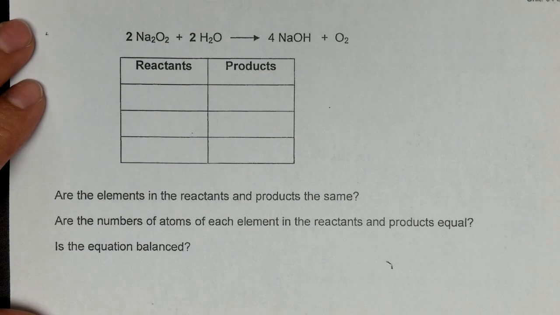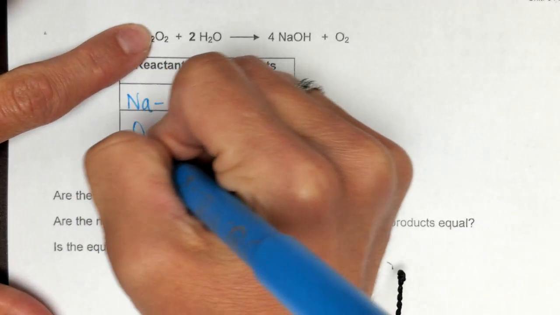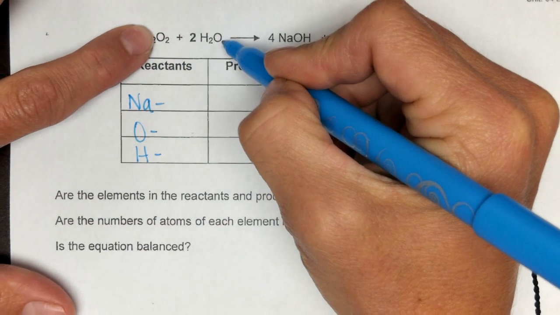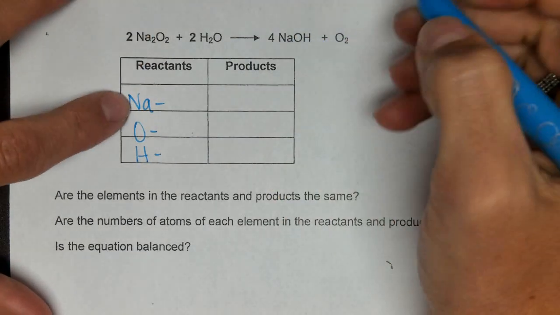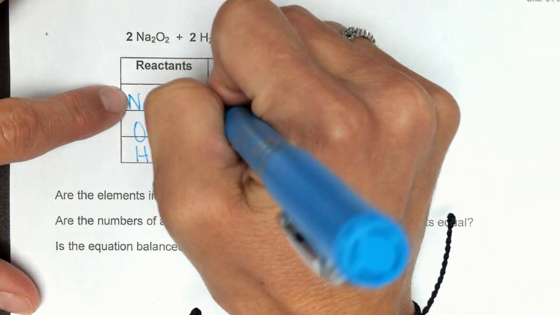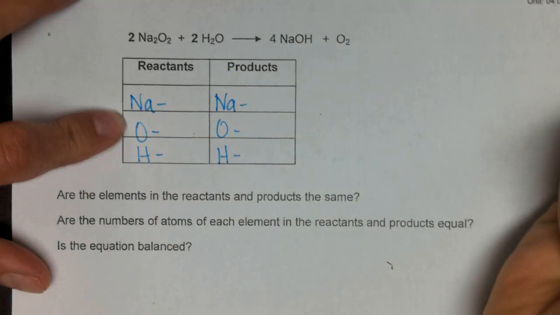So again, first thing you do always, you list your elements. So I have a sodium, I have an oxygen, and I have a hydrogen. So this oxygen again is the same as this one. I will add them after multiplying. On the product side, I list them in the same order. So I have a sodium, an oxygen, and a hydrogen.